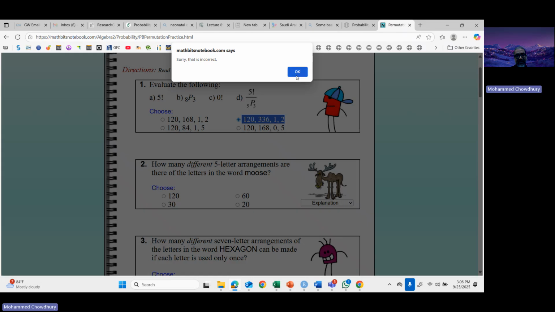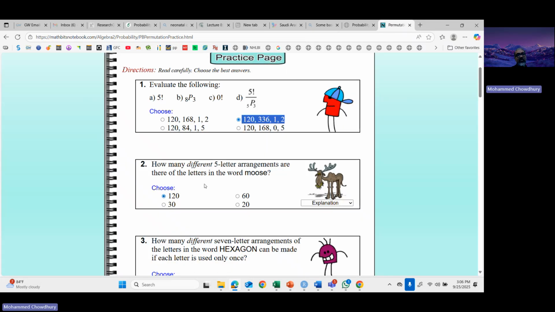How many different? Oh, so different means distinct, right? So that means it has to be different, divided by factorial 2. Good catch. I did not see the word different.